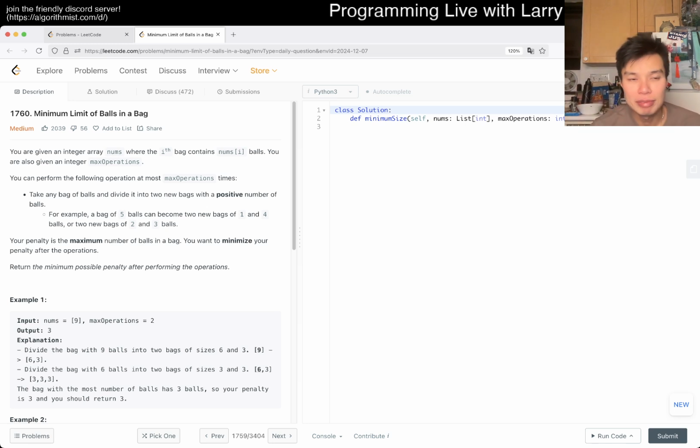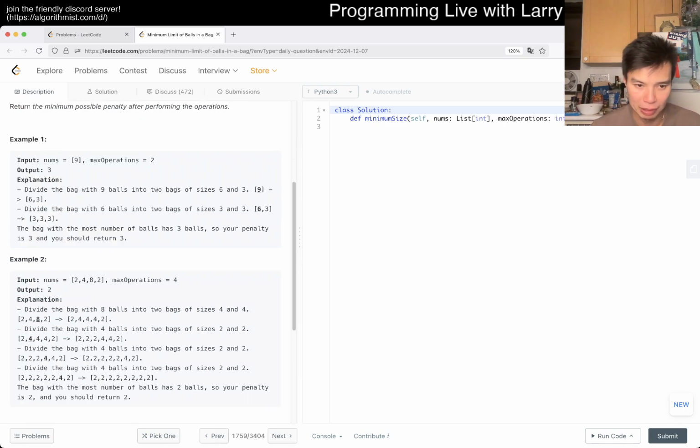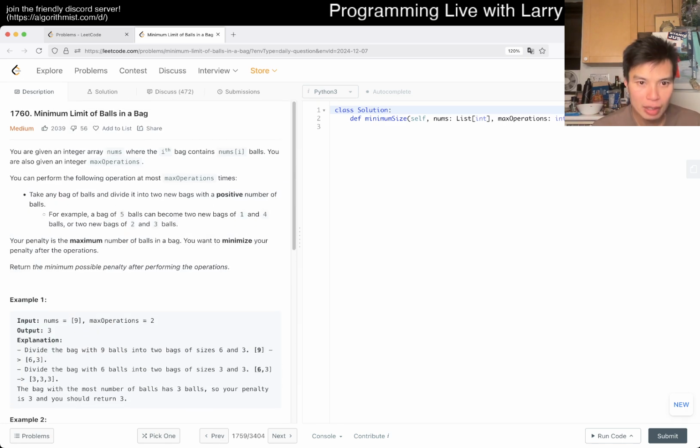But anyway, let's take a look at today's problem. We have minimum limit of balls in a bag. So you have an array nums where the ith bag contains nums[i] balls. You're given an integer max operations. Take any bag of balls and divide it into 2 bags with a positive number of balls. So you just divide it. Your penalty is the max number of balls in a bag. You want to minimize your penalty after the operations, so you want to minimize your maximum number of balls.